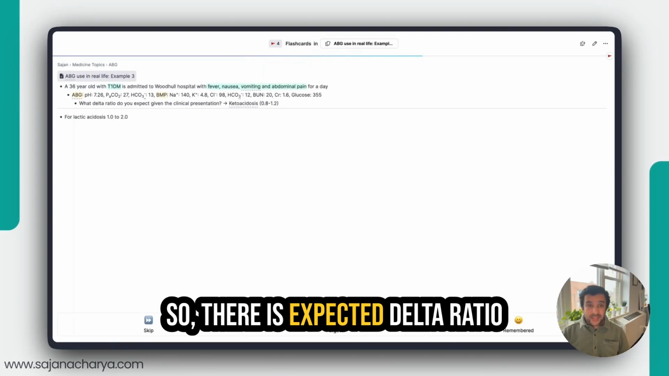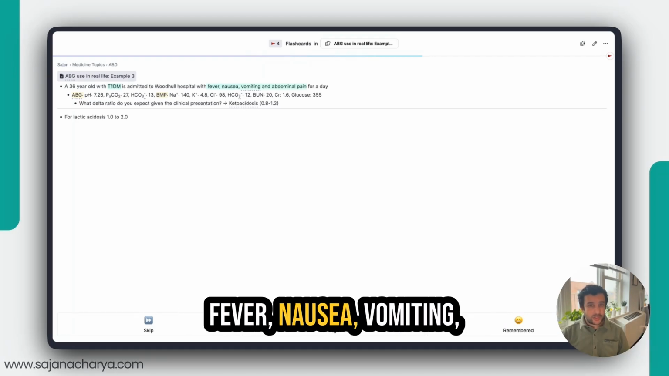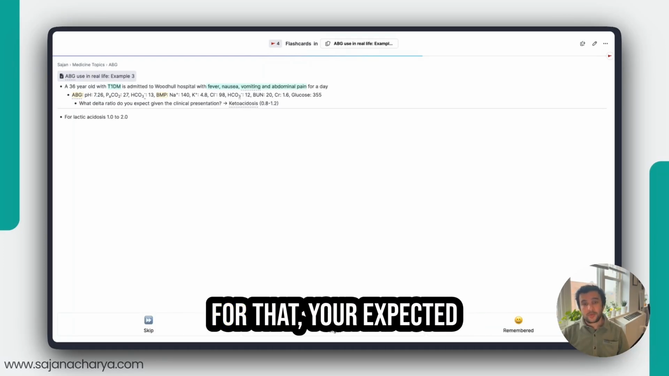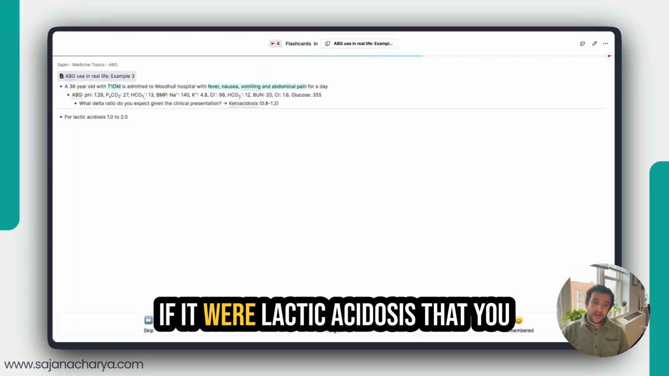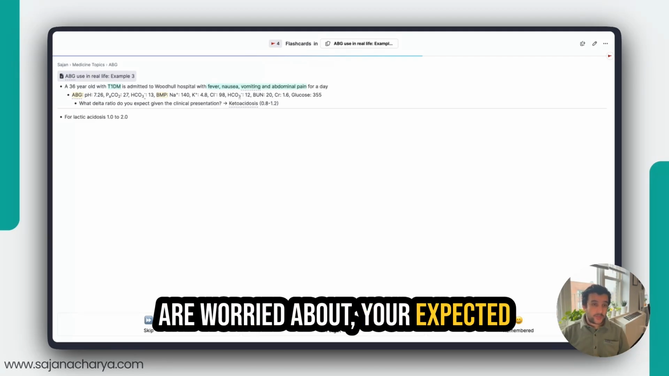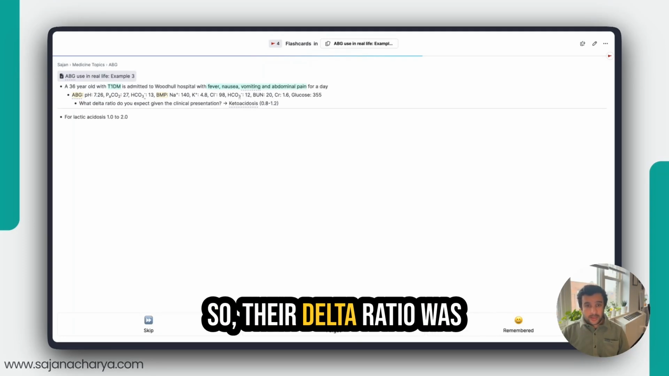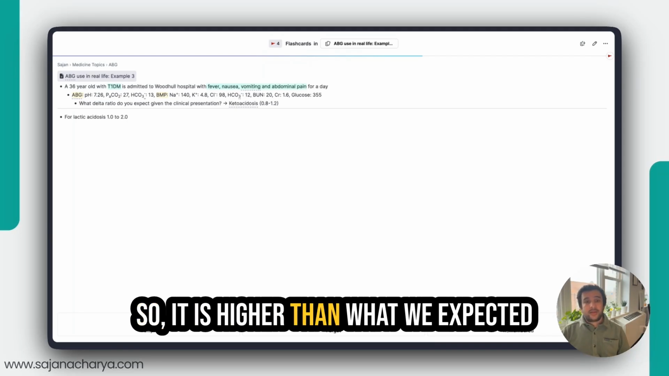So there is an expected delta ratio for all the clinical scenarios. This person, type 1 diabetes, fever, nausea, vomiting, abdominal pain, acidosis, obviously has diabetic ketoacidosis. For that, your expected delta ratio is 0.8 to 1.2. If it were lactic acidosis that you are worried about, your expected delta ratio would be 1 to 2, right? So their delta ratio was 1.5 as we calculated. So it is higher than what we expected.